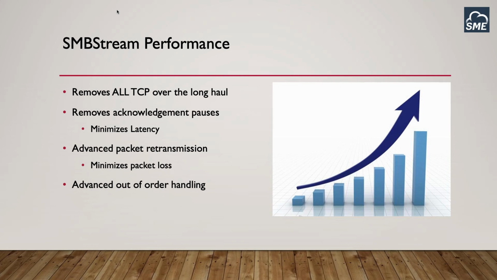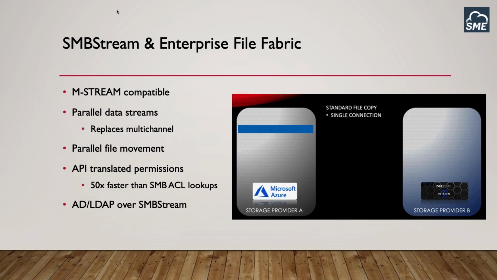And so even when you have high latency or packet loss, you're going to see that overall SMB stream just works. It's just going to send your data, it's going to accelerate, it's going to move it. And again, we have advanced out of order handling. So we're really looking to address those issues that you brought up with TCP. The SMB stream is also compatible with the Enterprise File Fabric.